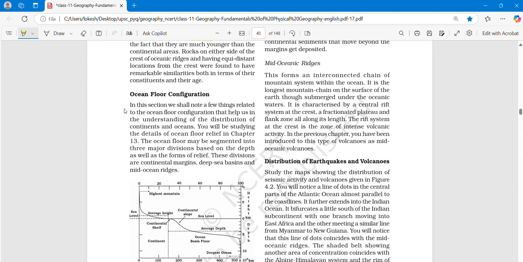We'll see the ocean floor configuration. In this section, we shall note a few things related to the ocean floor that help us in understanding the distribution of continents and oceans. We'll be studying the details of oceanic floor relief in chapter 13. This is just the intro.